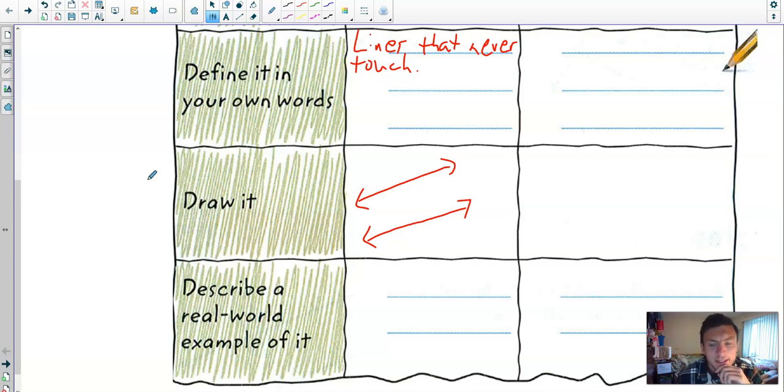A popular example I get every year is a ladder. Either the two long outside supports of the ladder, or each rung of the ladder, are parallel to each other. Or even train tracks, the two train tracks.